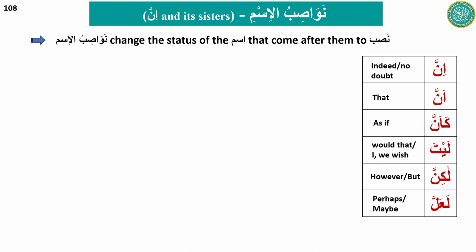Nasib is the word that changes the status of an ism that comes after it to nasab, or makes it mansoob. So these are nawasib and they change the status of an ism that comes after them to mansoob.